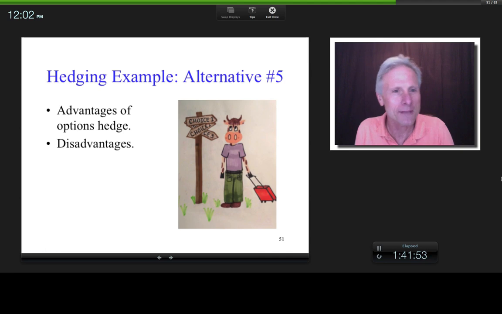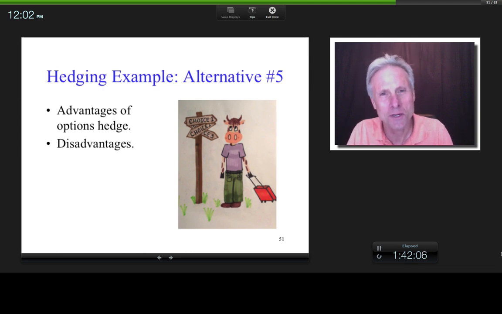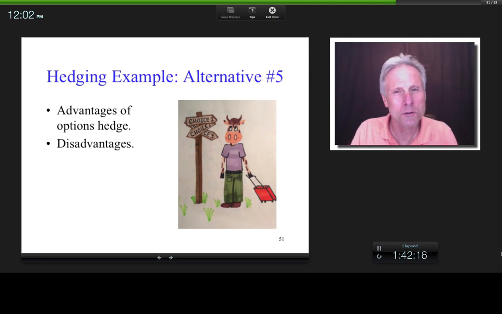So if we put it all together, well, we've got the advantage of the options hedge, it's good for what kind of situations? It's good for contingent situations. Disadvantages? Well, is it a perfect hedge? It's not, right? And by the way, this is true of futures also. With futures and options, do you think they're available for all currencies in the world or primarily the less risky ones?